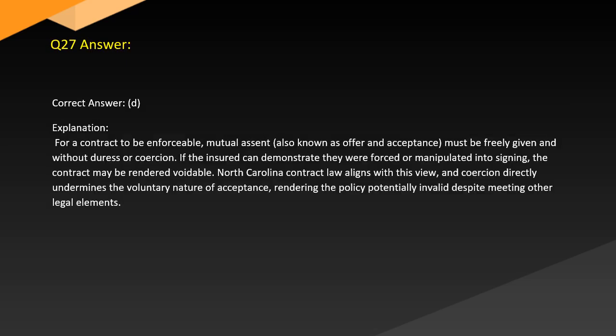Answer. Correct answer: D. Explanation: For a contract to be enforceable, mutual assent, also known as offer and acceptance, must be freely given and without duress or coercion. If the insured can demonstrate they were forced or manipulated into signing, the contract may be rendered voidable. North Carolina contract law aligns with this view, and coercion directly undermines the voluntary nature of acceptance, rendering the policy potentially voidable despite meeting other legal elements.